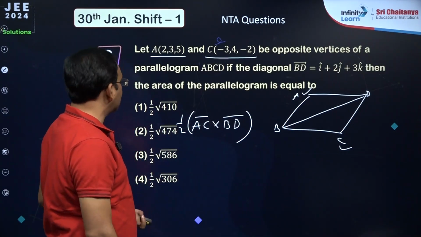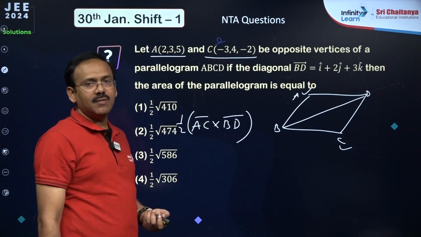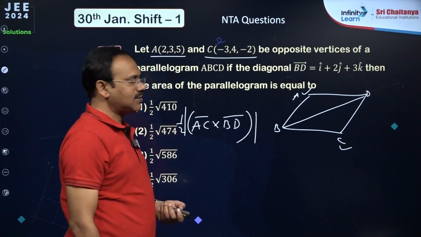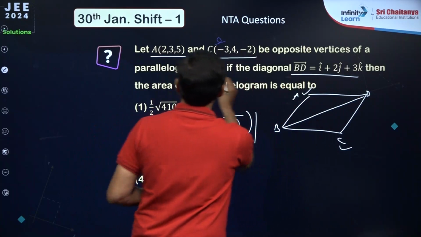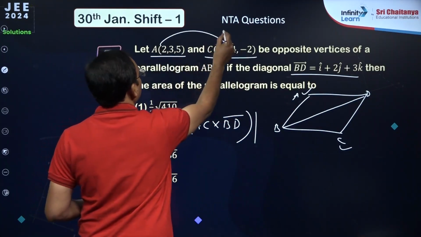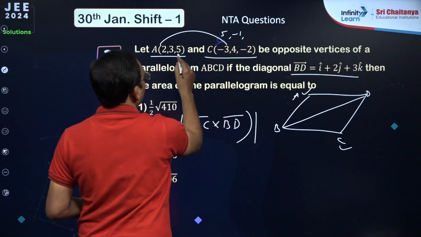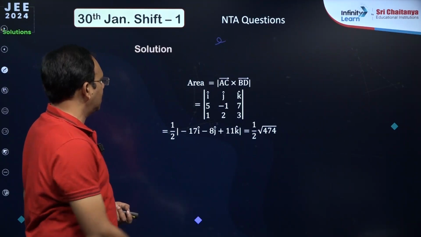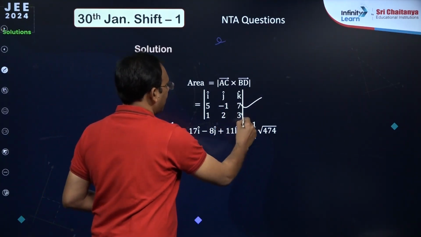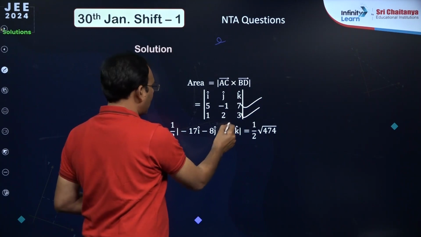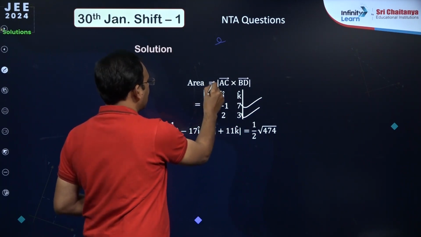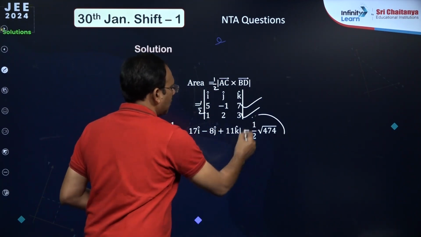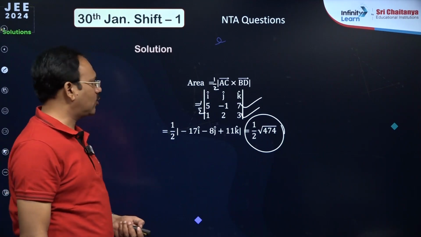Here you will get, when two diagonals are given, half of AC bar cross BD bar, which will be a vector. You can just apply its magnitude here. So that's it. BD bar is very clear. AC bar you can find: 2 minus 3, 5; 3 minus 4, minus 1; 5 plus 2, 7. This is AC bar. You see, this is AC bar, BD bar, cross product is found and half must be written here because these are the diagonals. Half of this magnitude, half of 4 root 74 is going to be the answer.